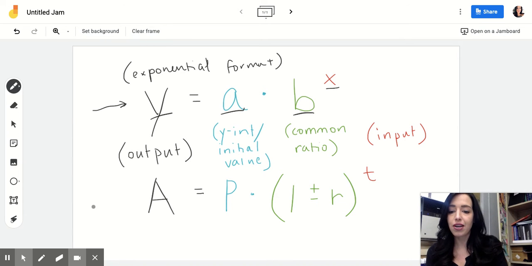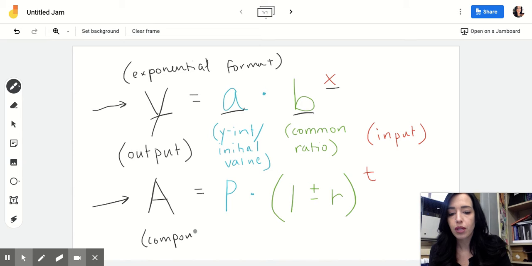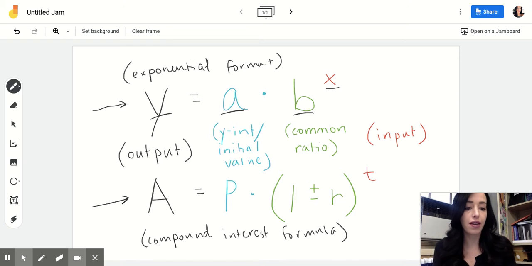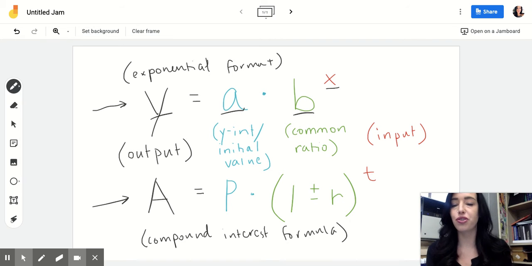So right here, what we're learning about today is called the compound interest formula, my handwriting sucks, okay? So this is used a lot in finance and things like when you're buying a house or when you're trying to find the interest on a loan or things like that. We use the compound interest formula.